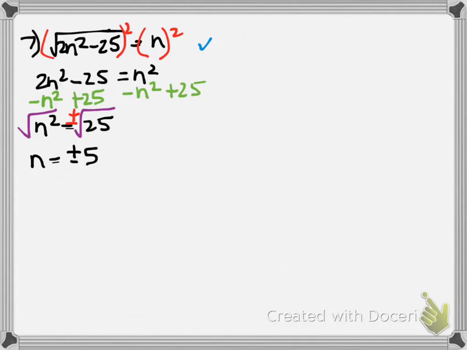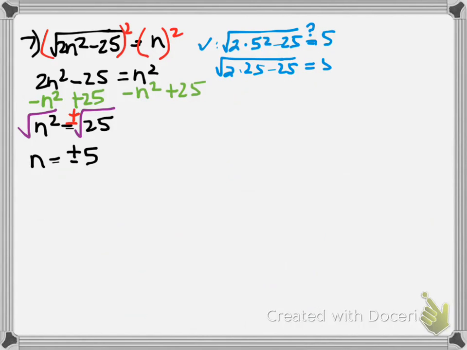Let's start with positive 5. And we want to know if the square root of 2 times 5 squared minus 25 equals 5. So we get 2 times 25 minus 25 under the square root. 2 times 25 is 50 minus 25. Square root of 25. And we always look for the principal square root. The only time I would write a negative is if there was a negative outside the radical sign. So we've tested great for positive 5.